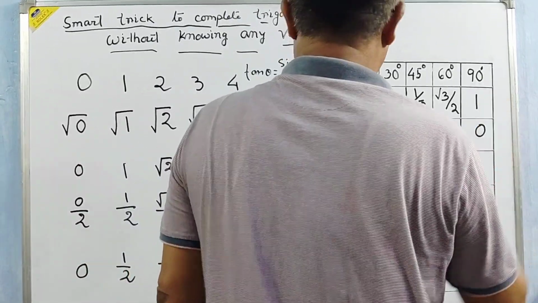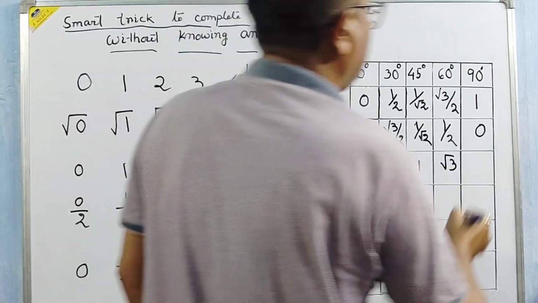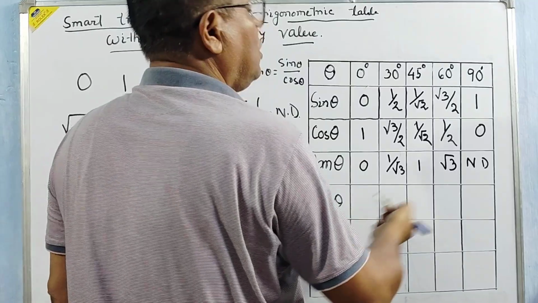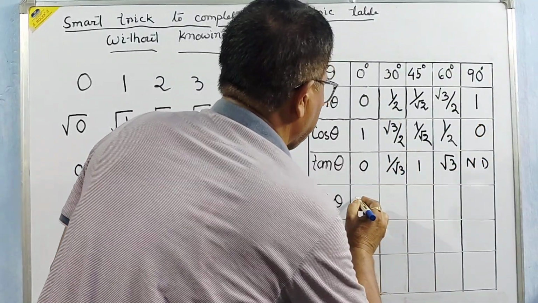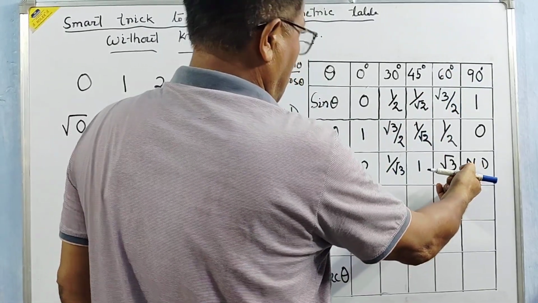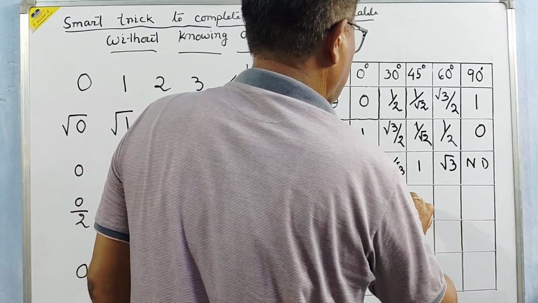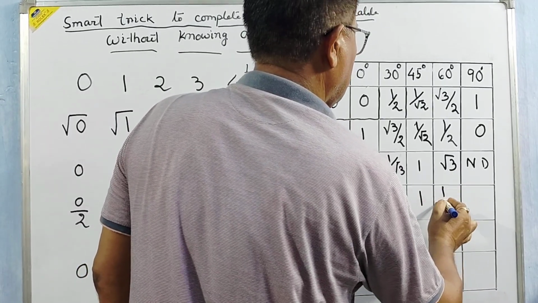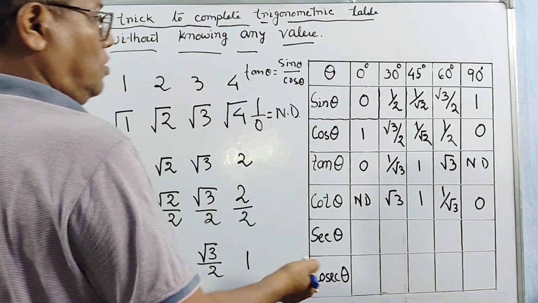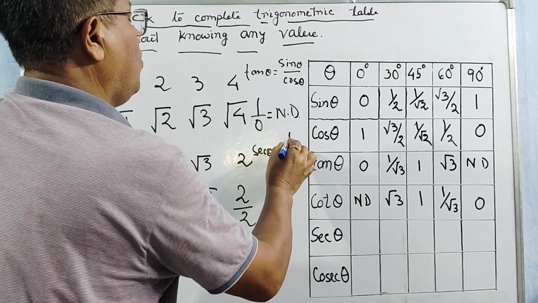Now this is 1 by 0. 1 by 0 we cannot define, so we write not defined. Now we write the value of cot theta from 90 degree to 0 degree. In place of 0 degree, we write the value of 90 degree, which is not defined. Now this one is root 3, this one is 1, this one is 1 by root 3, and this one is 0.